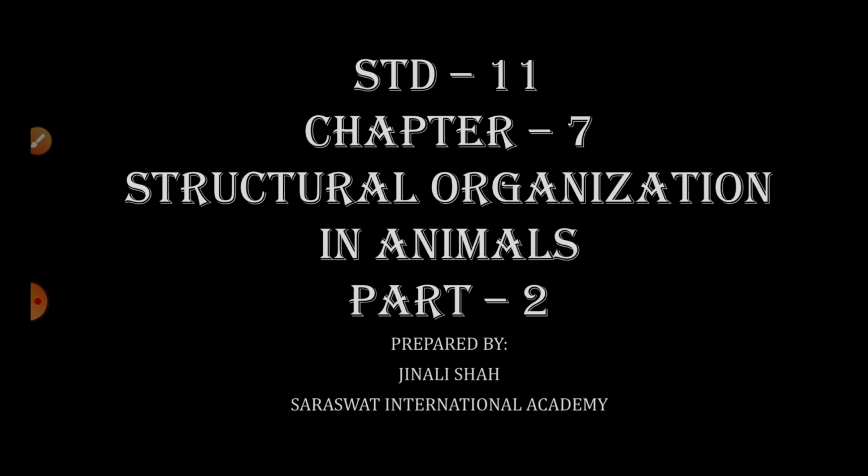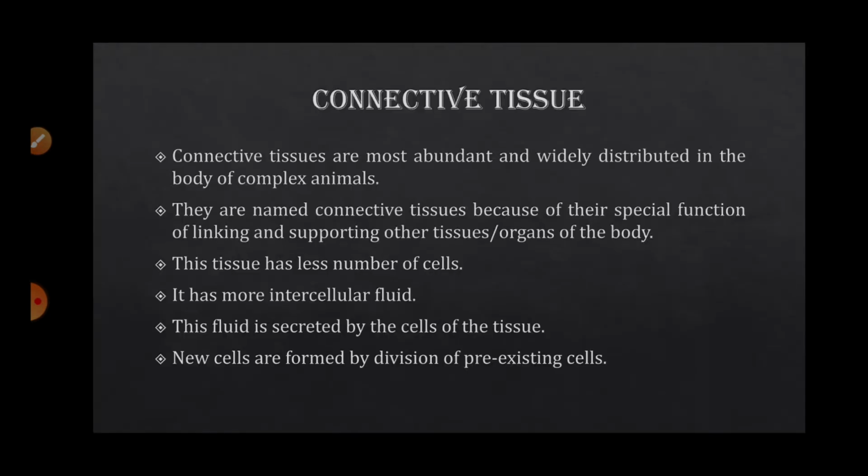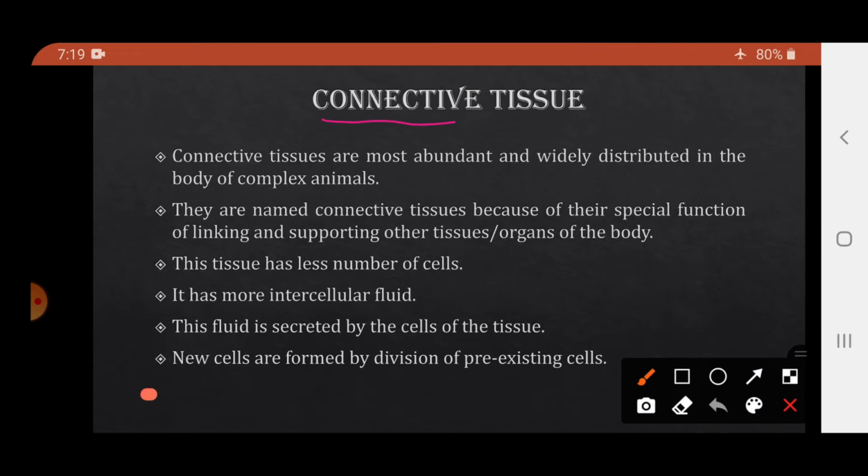Today we will begin with the next part of the chapter Structural Organization in Animals. Students, in the previous video we have studied regarding the epithelial tissue. In today's video we will be studying regarding the remaining three types of the animal tissues. They are connective tissue, muscular tissue and the neural tissue. So let us begin with the chapter and let us start with the connective tissue.